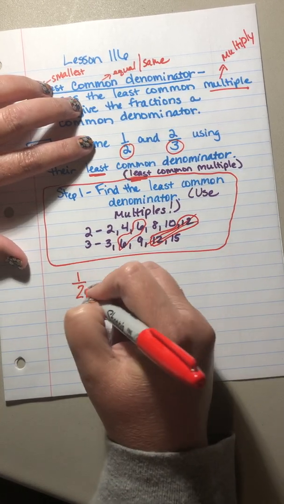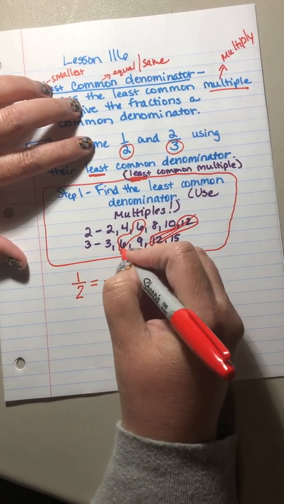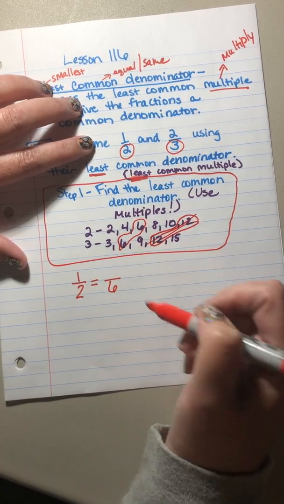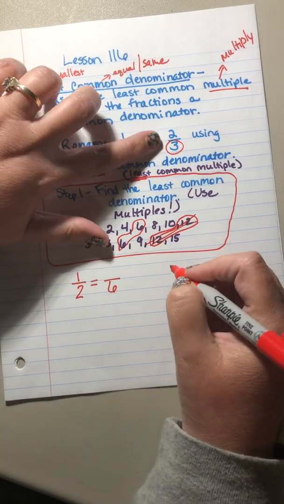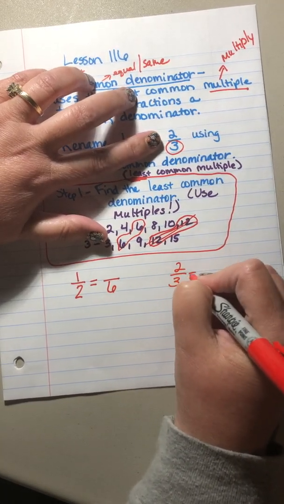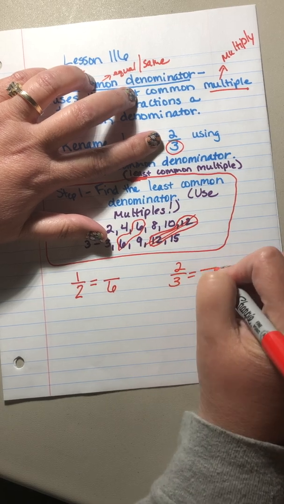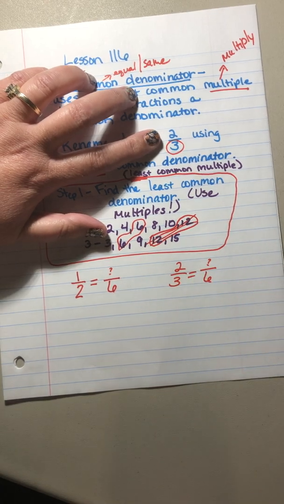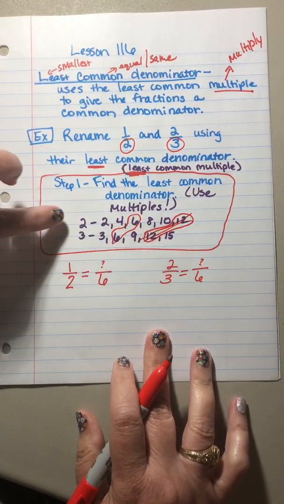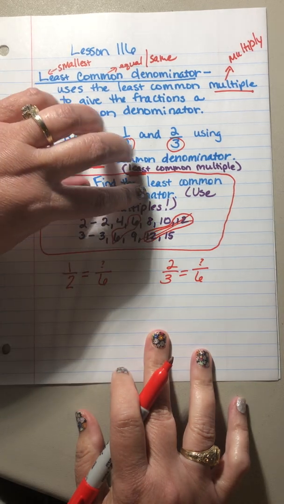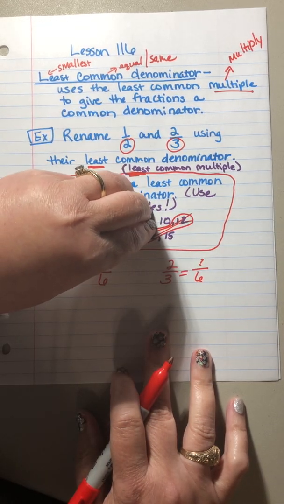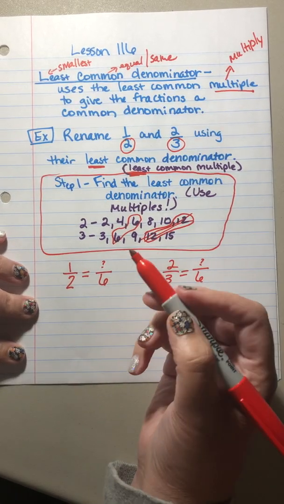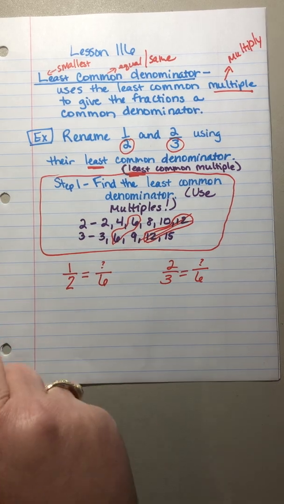We set up our original fraction, 1/2 equals something, and I'm going to use my 6 as my common denominator, the least common denominator. I'm going to set up my other original fraction with a denominator of 6. This is something we've done before. Once you have found that multiple, that's your new step. That's the only new part. This you're experts at.